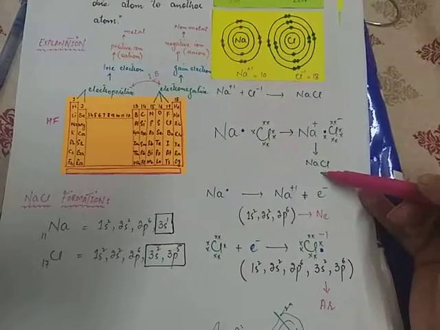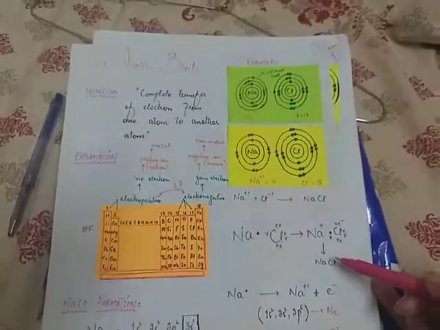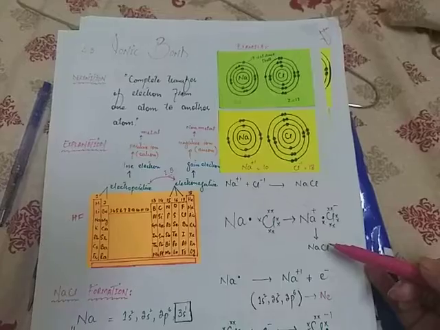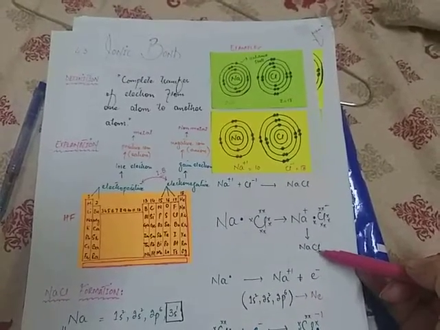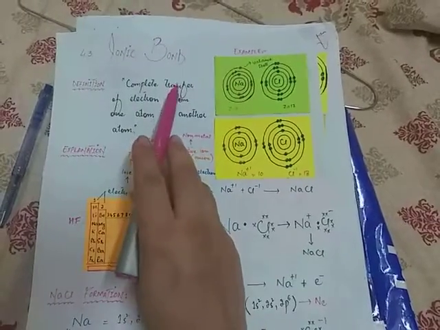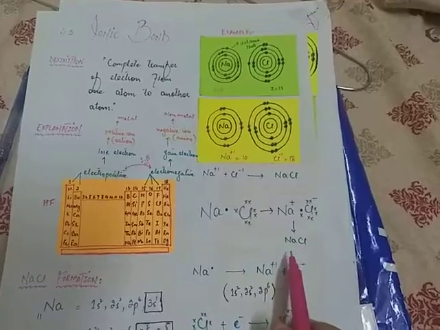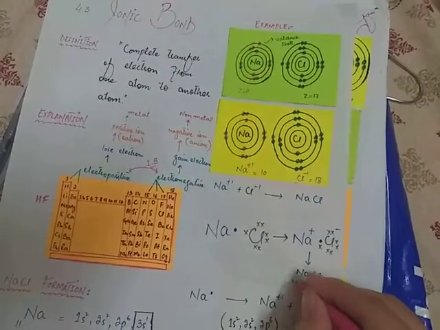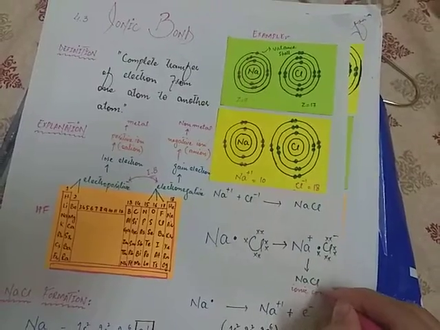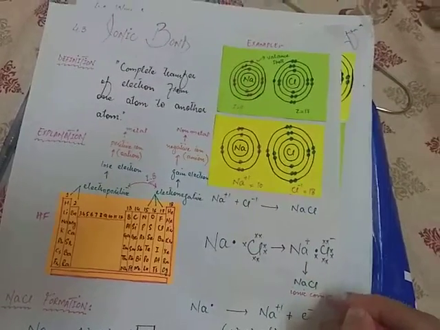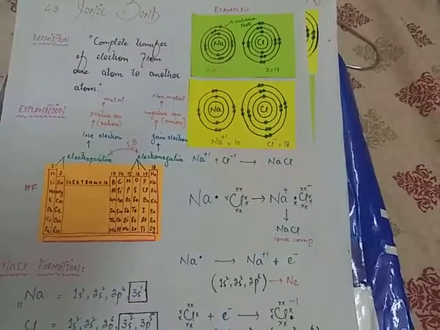Sodium chloride is now a neutral compound that is formed by the transferring of electron from sodium atom to chlorine atom. This transferring of electron results in the formation of an ionic compound. Such compounds in which ionic bond is present are called ionic compounds. So we can say that sodium chloride is an ionic compound which is formed by the transferring of electron from one atom to another atom.